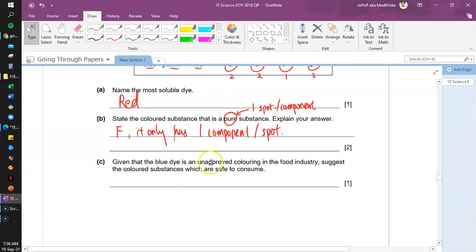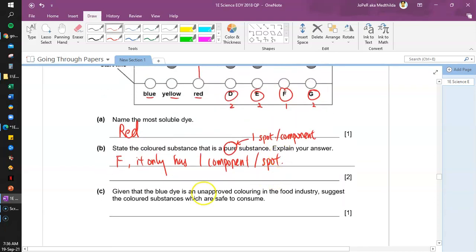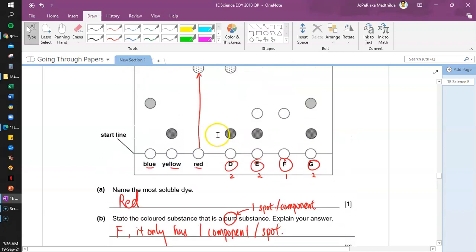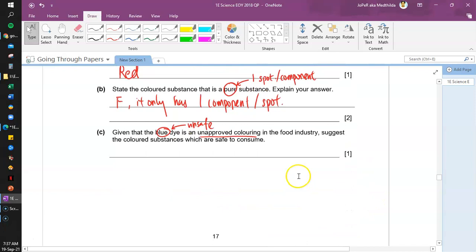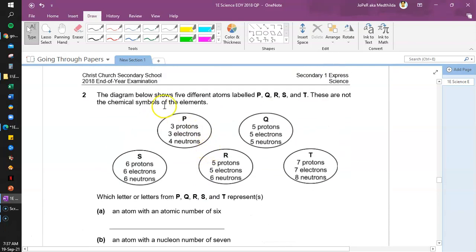Now, given that blue dye is an unapproved coloring in the industry, suggest which substances are safe. Because this is unapproved, anything with blue is considered unsafe. So how do you know whether the substance has blue? Look out for a spot that's at this level. Realize G contains the blue dye, so G is considered unsafe. Hence, what is safe? D, E, and F. So which colored substances are safe to consume? The answer is D, E, and F. Only G is unsafe.